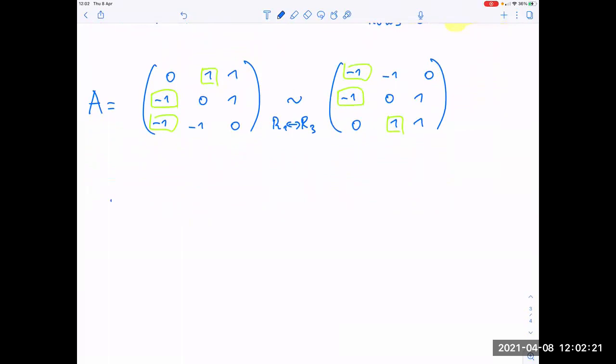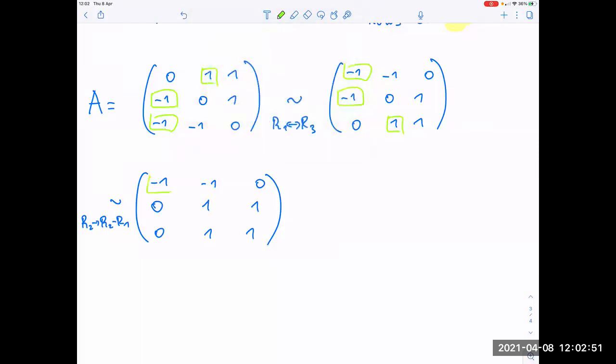And then what do we do? Well, we want to use the marker in top position to clean up all the rest. So I keep the third row as it is. Now we want to get rid of this marker, so subtraction. I change row 2 into row 2 minus row 1. So minus 1 plus 1 is 0, 0 minus minus 1 is 1, and then I have 1.